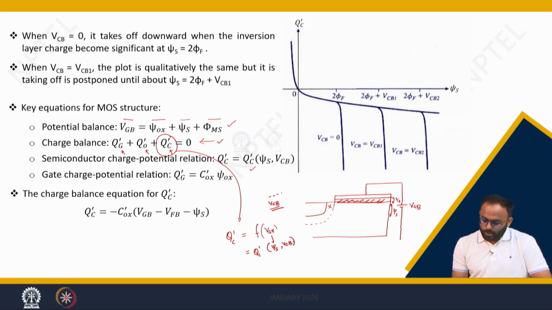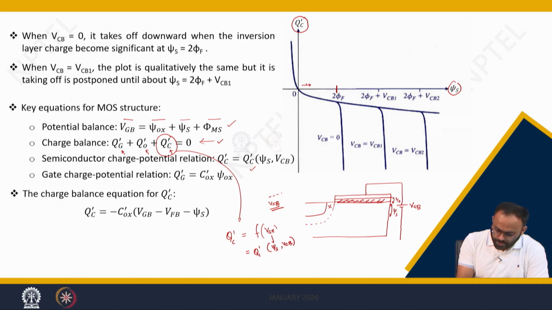So, all the equations hold good, and if you plot the Qc dash versus psi s, you will get the same kind of curve, only the take-off point, meaning the point where the inversion charge just shoots up because of exponential dependency, gets shifted. Which makes sense, because earlier when the surface potential becomes positive, you are in depletion, and till phi f it is in depletion. After phi f you were in weak inversion, and beyond 2 phi f you were in strong inversion.